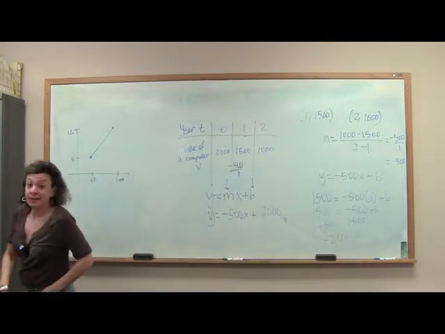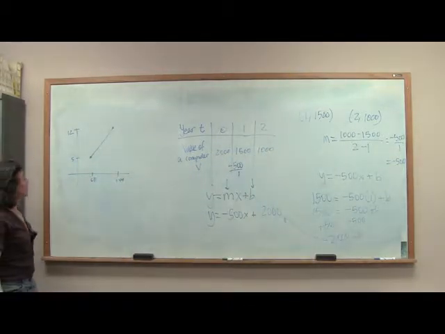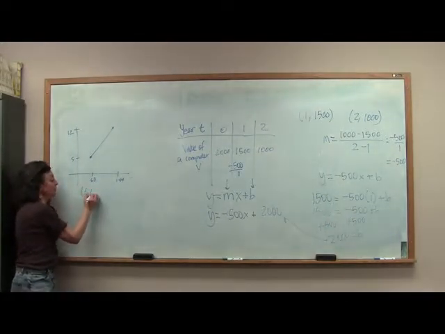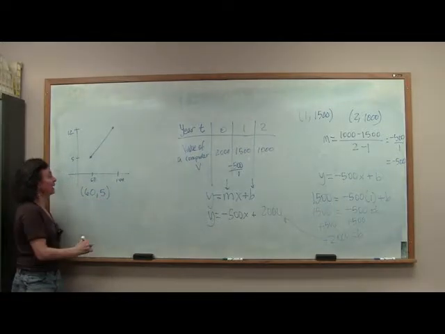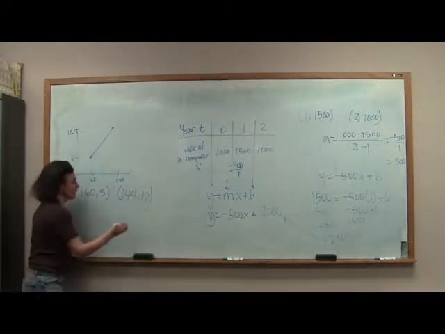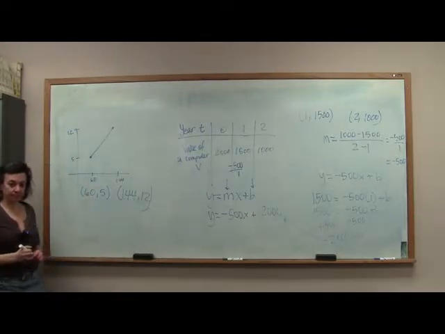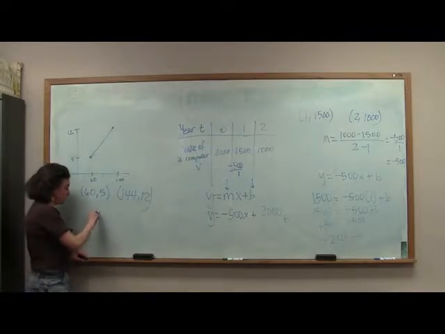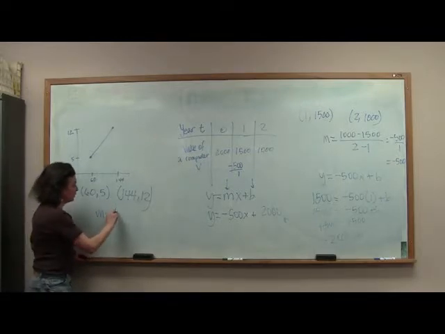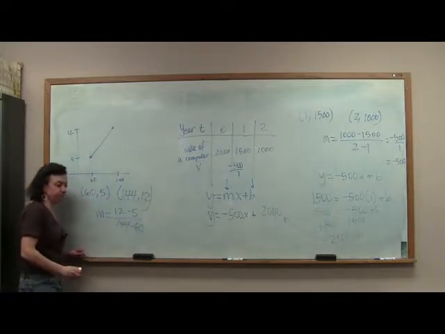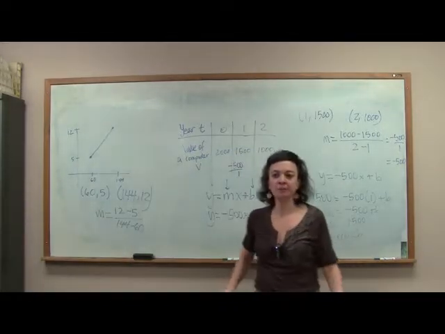Well, same way. Again, in order to find the equation of a line, you need 2 points. We have 2 points. We have the ordered pair (60, 5), and we also have the ordered pair (144, 12). And we would proceed in the exact same manner. First, find our slope: 12 minus 5 over 144 minus 60. You with me this far?